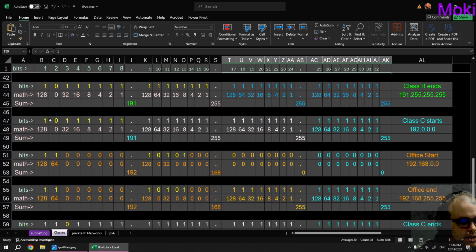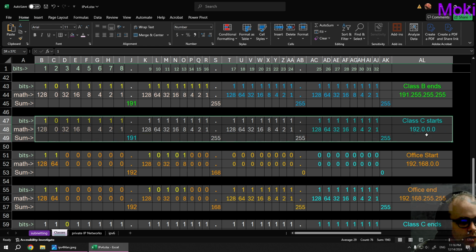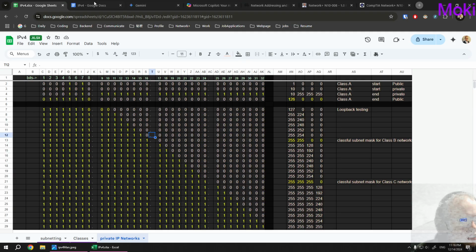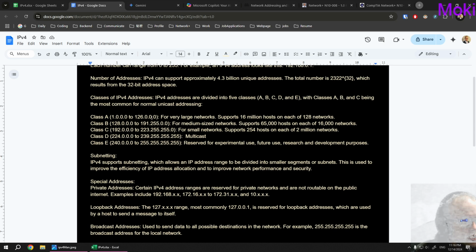And then class C, our favorite, the most common. Let's see, I think I had an explanation. Class A is for very large networks. It has 16 million hosts. The next one, class B, is for medium-sized networks. It has 65,000 hosts. And class C is for small networks.